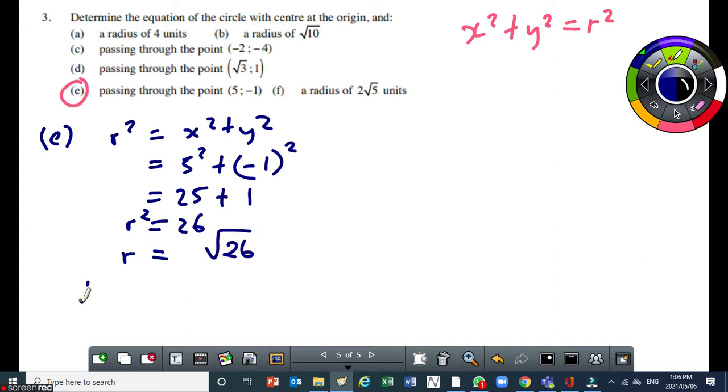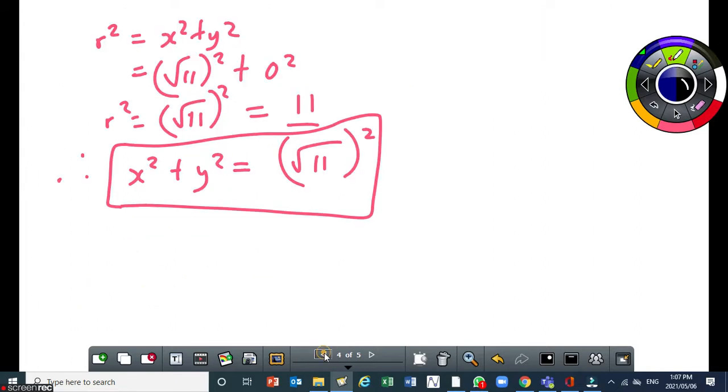So my equation is going to be x squared plus y squared. Why are you going to find all of that? Because when you write the equation, you write it in terms of r squared. Okay? So I found r here. In the previous example, the question was different because it was a diagram.